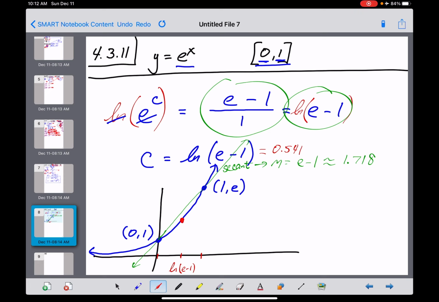And we're just asking here, guys, does it seem reasonable that if we were to draw the tangent line to the curve through that point right there, that tangent line that we just drew in red could be parallel to the secant line that we just drew? Could it have that slope of e minus 1, which is about 1.718?